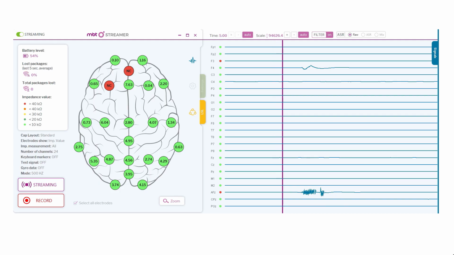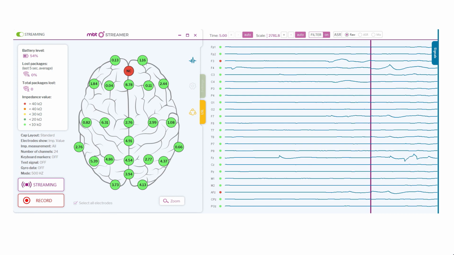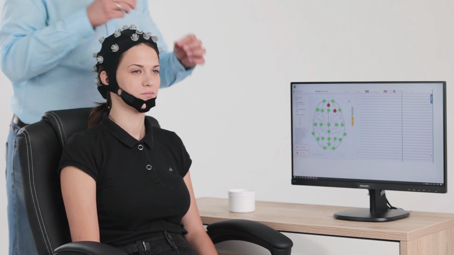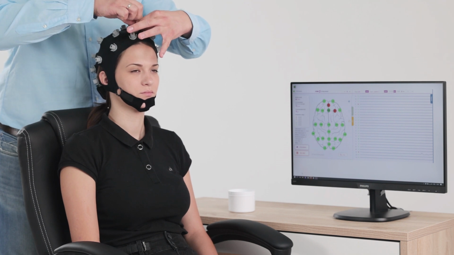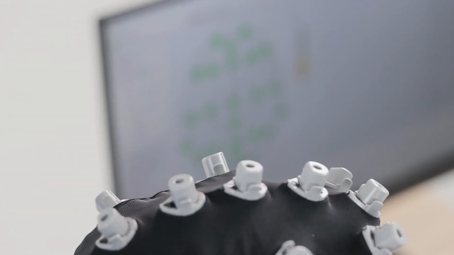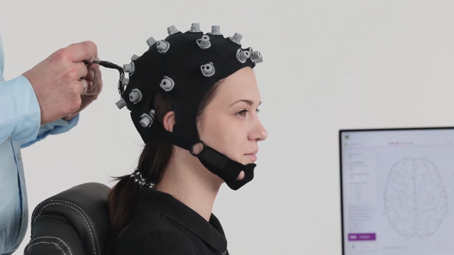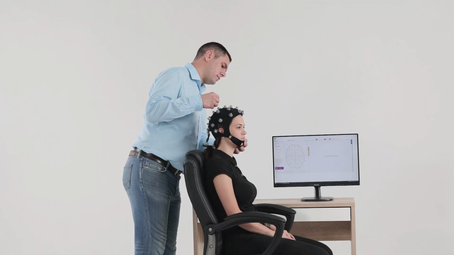If the impedance value is high on some of the electrodes, you can remove the sponge, re-wet it, and place it back in the electrode holder. Repeat the process until the desired impedance values on all electrode sites are reached. When finished with the experiment, gently remove the cap.